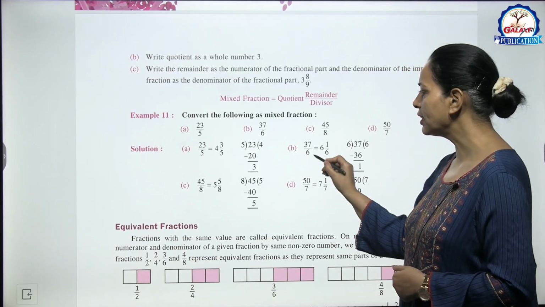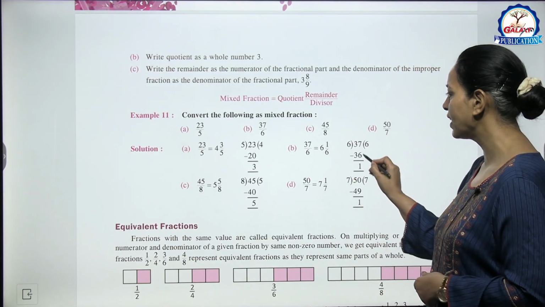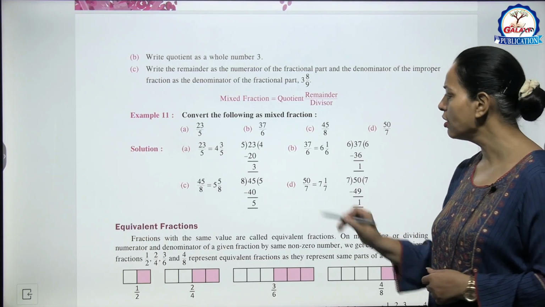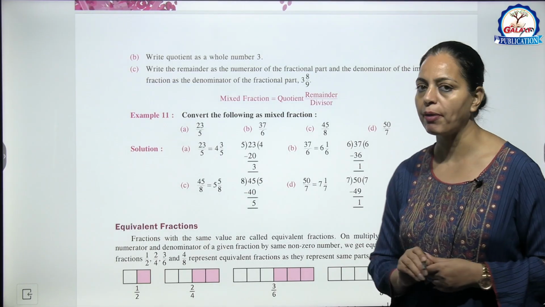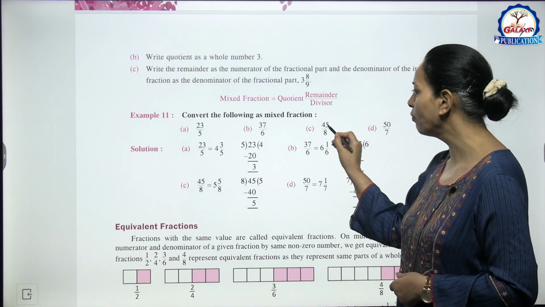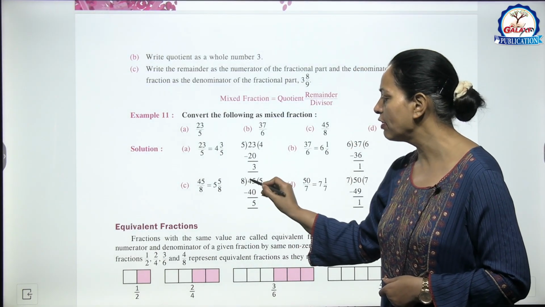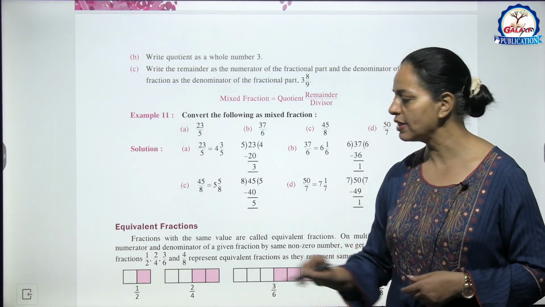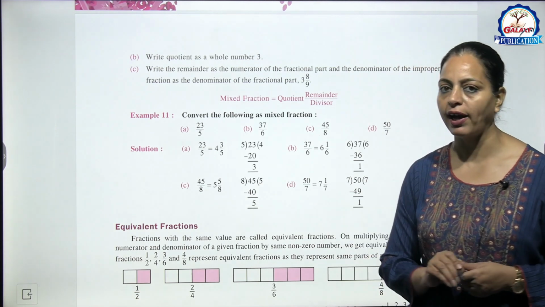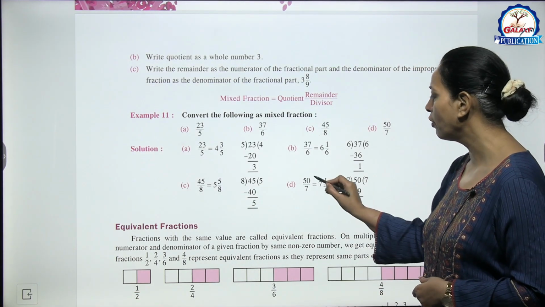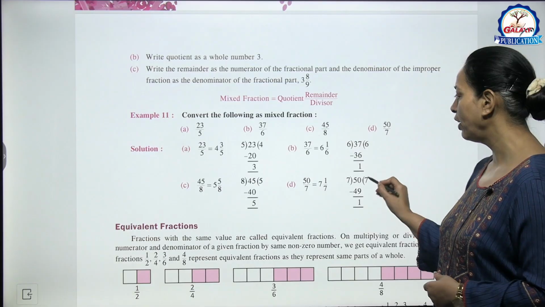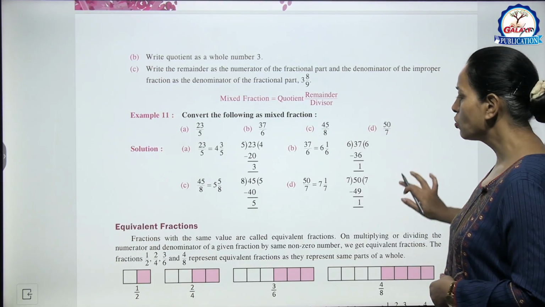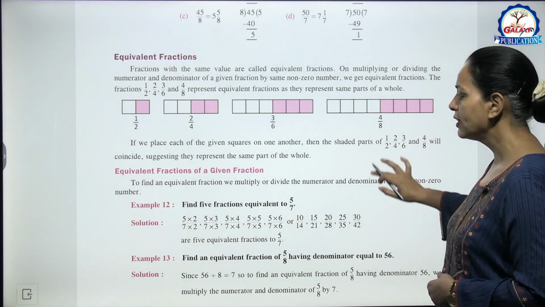Now B part, 37 upon 6. Divide 37 by 6, we are getting 6 as quotient, 1 is remainder, so the answer is 6 whole 1 by 6. Now C part, 45 upon 8. Divide 45 by 8, 5 is quotient and 5 is remainder, answer is 5 whole 5 by 8. Now D part, 50 upon 7. Divide 50 by 7, 7 is quotient and 1 is remainder, so 7 whole 1 by 7.